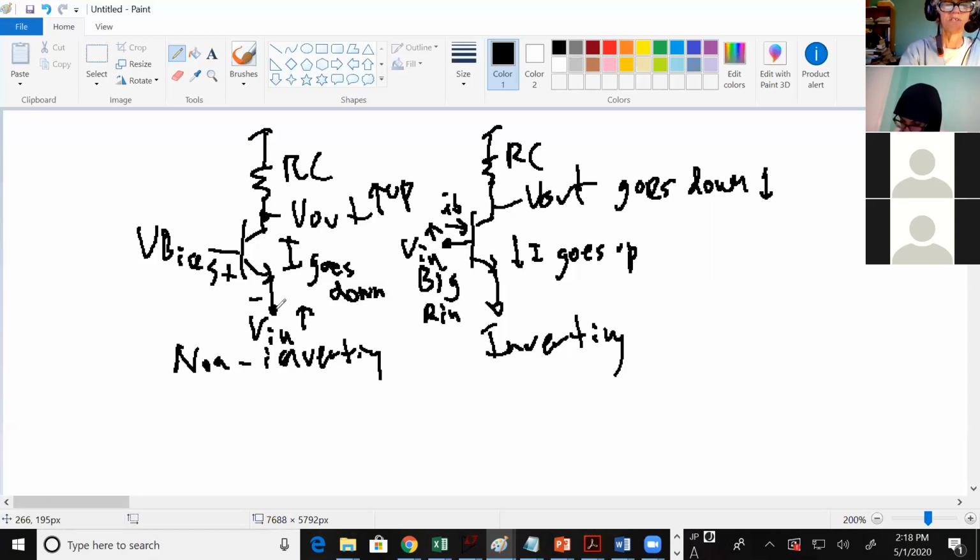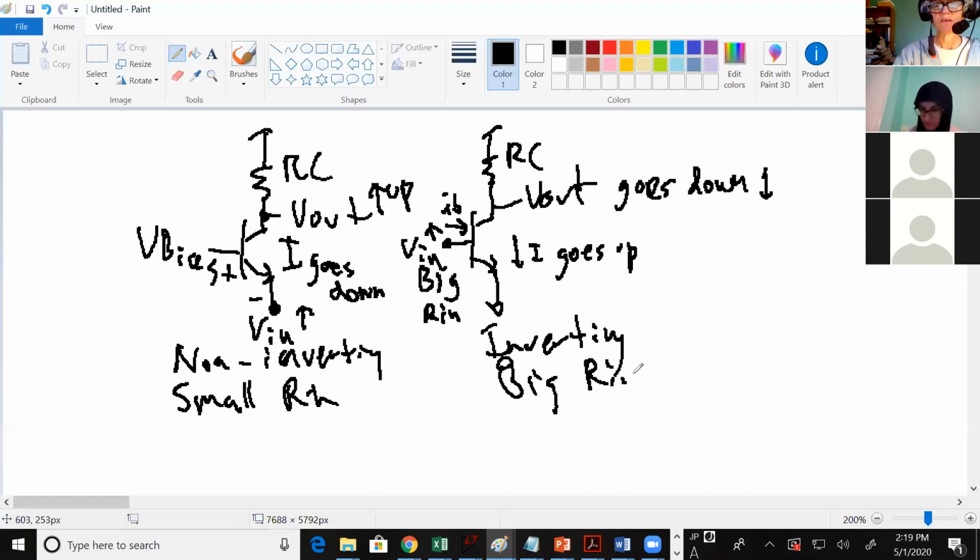What about over here? If I change V in, does the current change a lot or a little? A lot. So if you change this voltage and the current changes a lot, does that look like a big resistor or small resistor to you? Small resistor. So this has a very small R in, and this has a big R in. So is a small R in good? No. Generally not. If it's a voltage amplifier, you want a big resistance on the input. You don't want it stealing current.